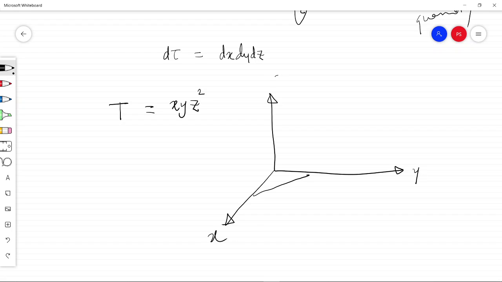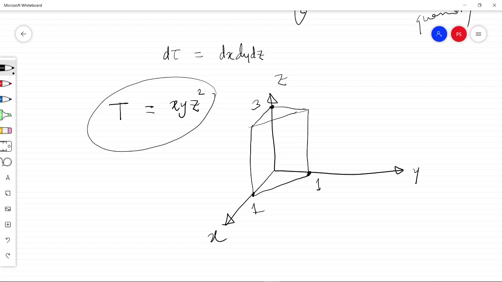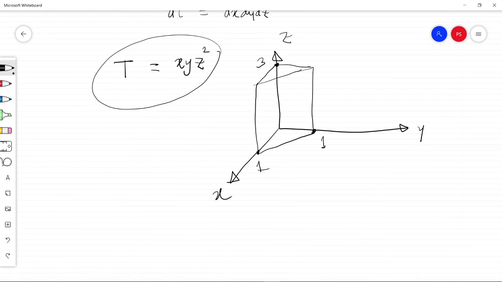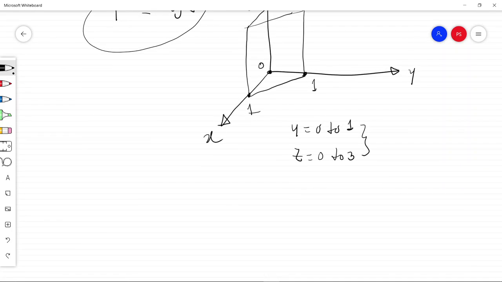with x, y, and z axis. Then we have the intercepts as 1, 1, and 3. So this is a prism structure and we have to integrate this scalar function over this volume. Now when we consider this, we have to express at least one of these x, y, and z in terms of the other. Now we see that y runs from 0 to 1, z runs from 0 to 3, and we can claim this if we express x in terms of y.